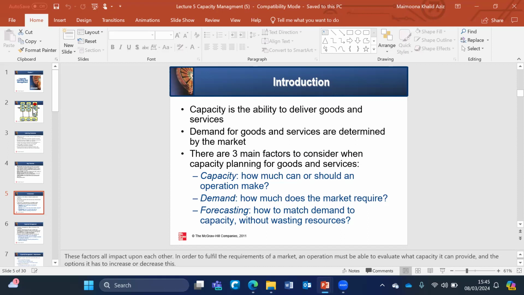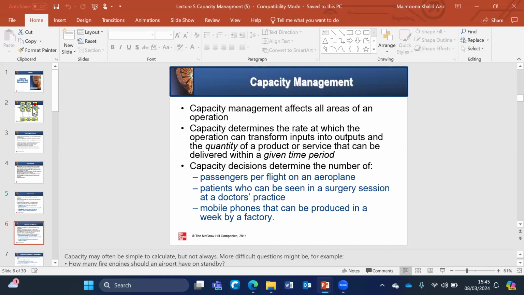It is the capacity itself: how much can we make of our product? The demand: how much does the market need of our product? Forecasting: that means, can we match our demand to capacity without wasting any money or resources or efforts? Now, capacity management affects all areas of an operation.